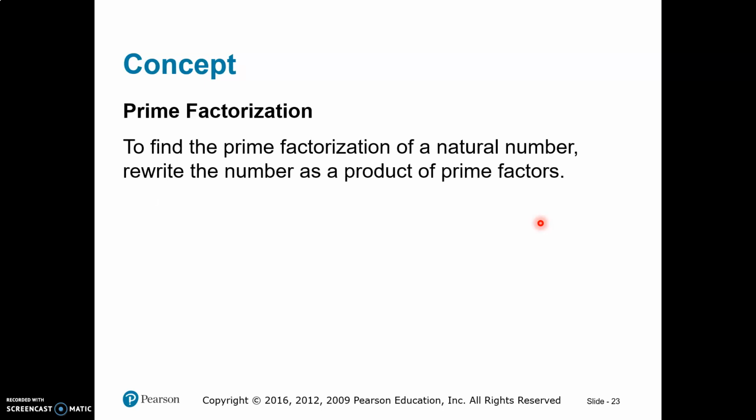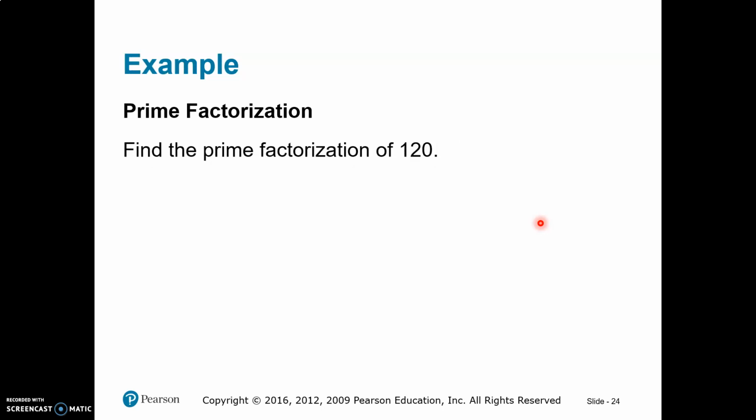Next, let's talk about prime factorization. That is writing a number as a product of only prime numbers. So find the prime factorization of 120. Remember, we only look for prime numbers. So let's make a tree diagram.